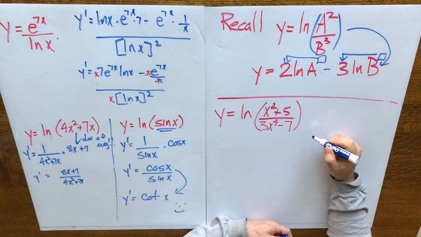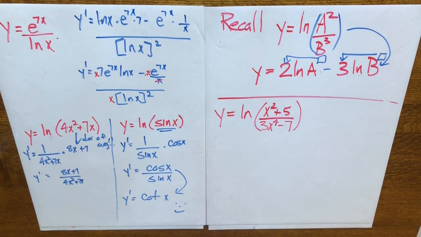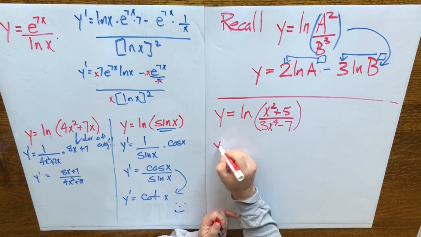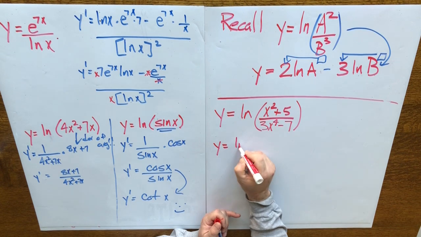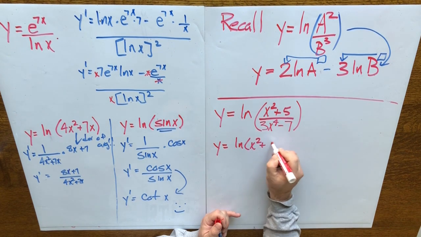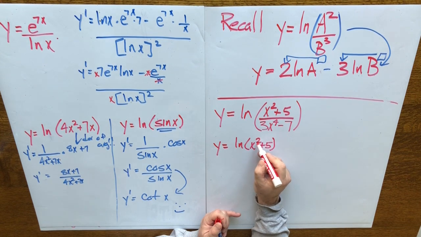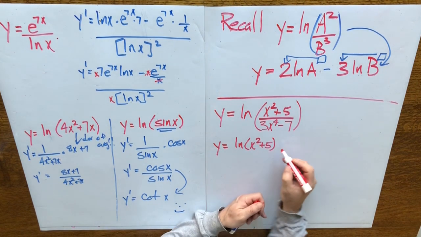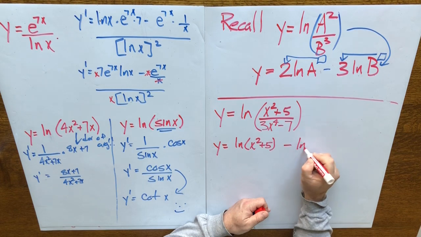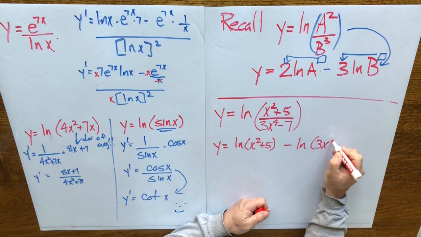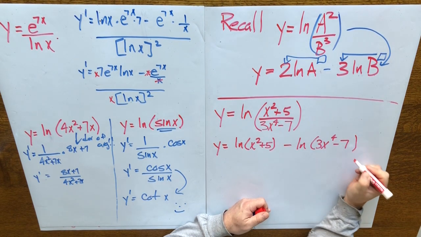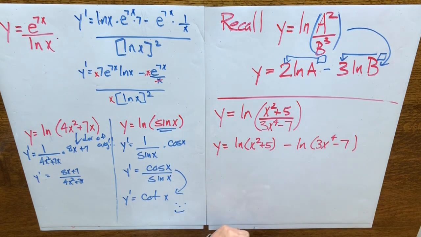With that in mind, let's see how we can simplify this one before we take the derivative. As it is, it would be a hard question. You want to simplify it first. y equals the ln of x squared plus 5. You can't use the down in front rule with that part because it's only on the x and not on the 5. And then minus ln of 3x to the 4th minus 7. And that makes the derivative taking really easy now.